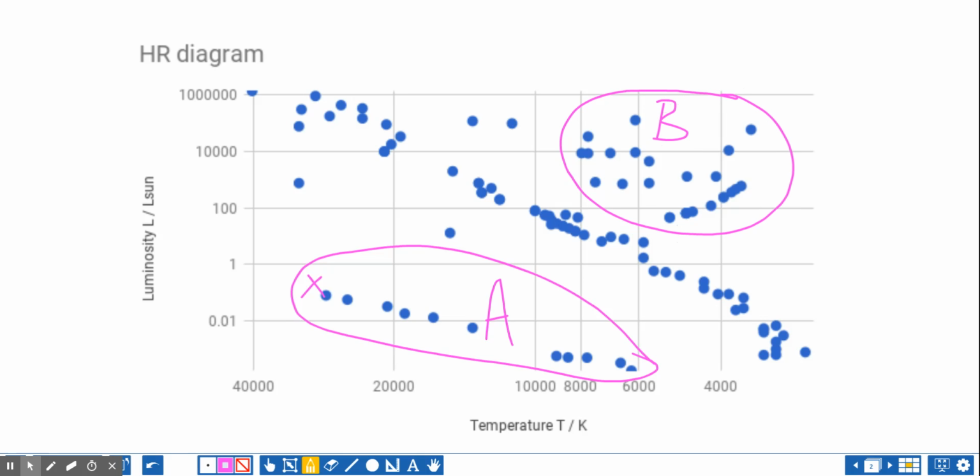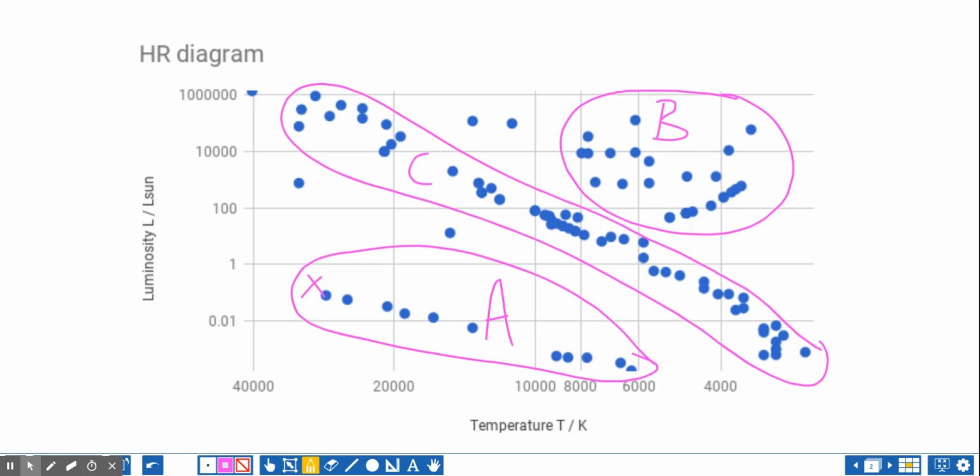And then finally, I'm going to call this section, this band here, section C. And what we can see here, this is kind of what we would be expecting for stars, where down at this end, we've got low temperature corresponding to a low luminosity. And then as the temperature increases, the luminosity is increasing as well. So what we've got here are very, very hot stars and very luminous stars. So they're hot and they're large, whereas down here, they're cool and they're small.